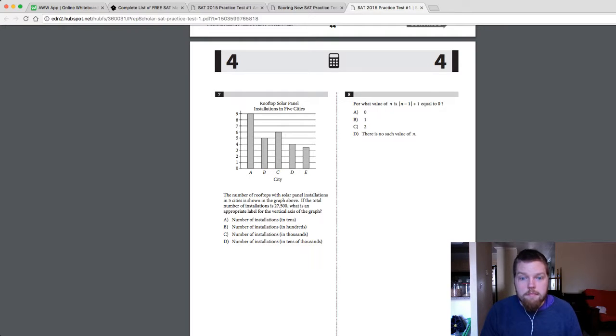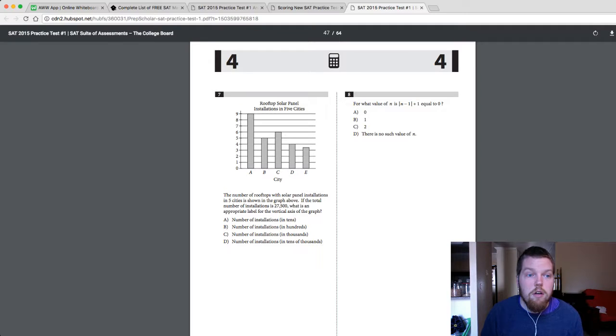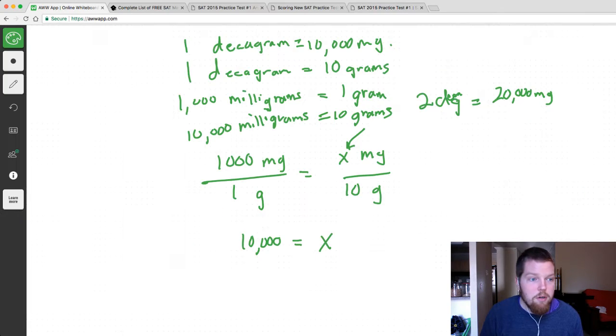All right, number 8. For what value of n is the absolute value of n minus 1, plus 1, equal to 0? All right, so these lines right here mean absolute value, and for absolute value, we are going to treat that like a parentheses and try to compute the value inside of it, and then when we're finished with it, we take the absolute value of whatever the number is inside of the parentheses we created, and we turn that number positive, because the absolute value of any number is the positive number.